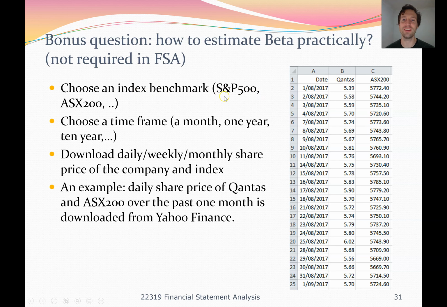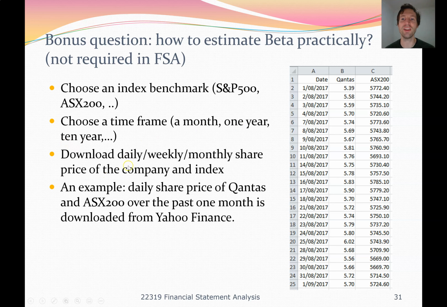First of all, you have to choose an index benchmark. So when we say, how does your firm's return correlate with the market, what market are you using? The All Ordinaries, the ASX 200, 500, all companies on the market. You have to choose a benchmark. Then you choose a time frame. Am I going to look at how the market return and my company returns correlate over a month, a year, 10 years, some sort of time period? Your choice. Everyone does it differently.